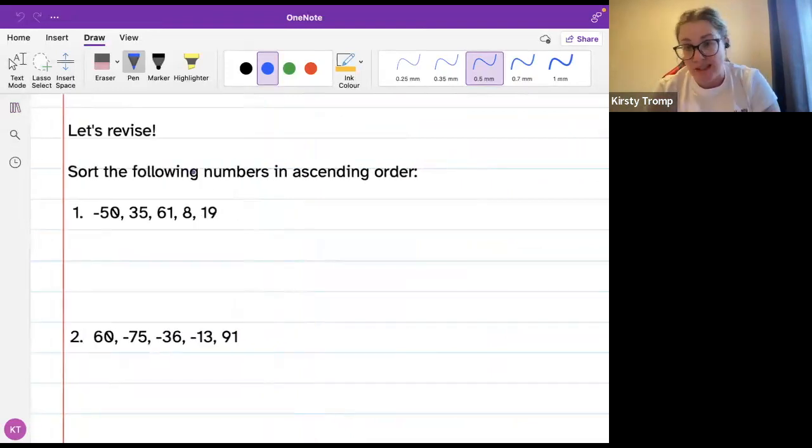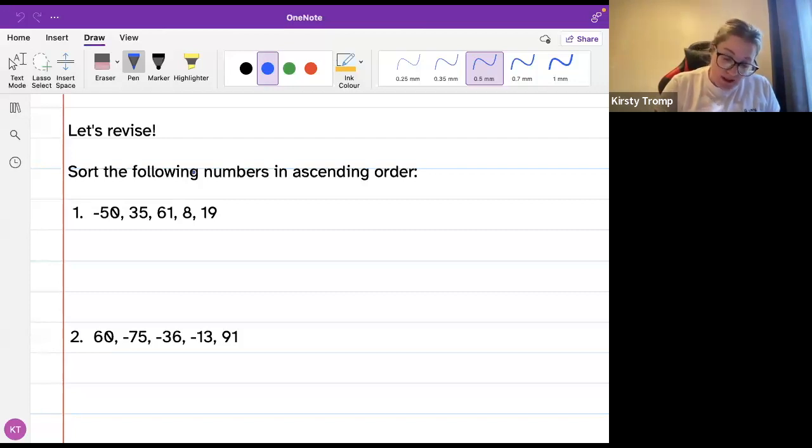Some revision on what we did last week. So some quick revision. We're not going to spend long on it at all. We're going to have a look at what we spent our time on last week. The question says, sort the following numbers in ascending order.